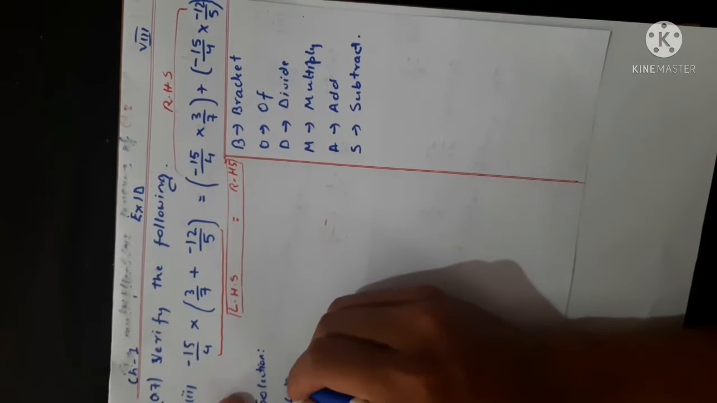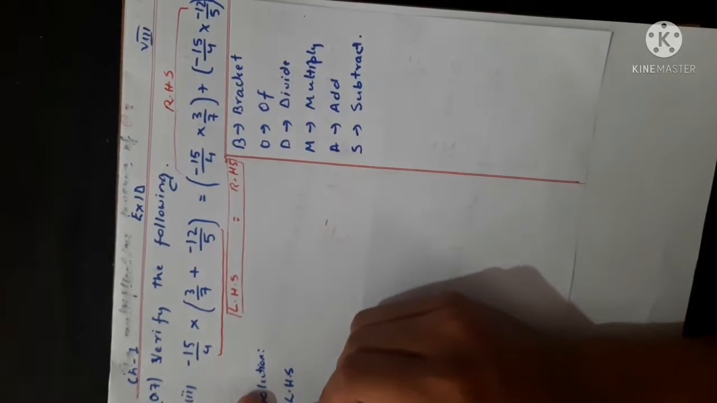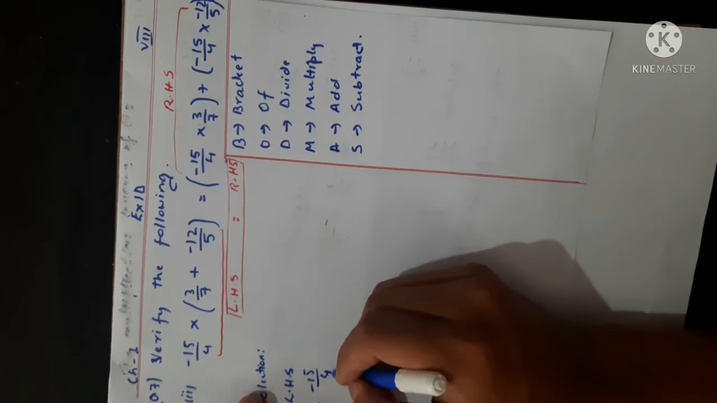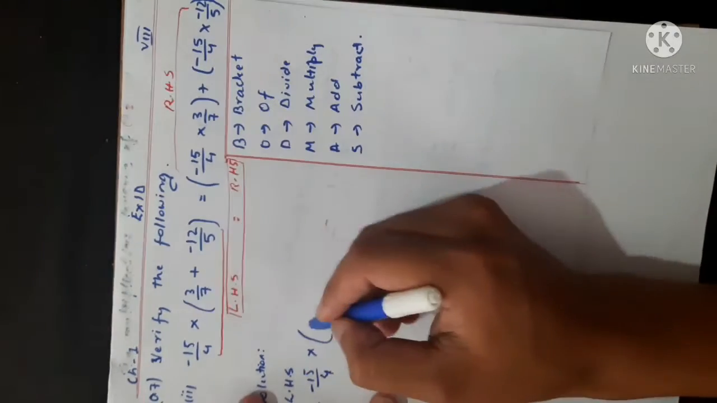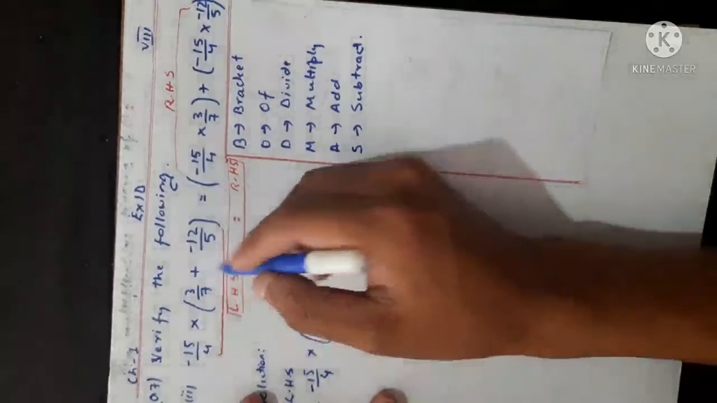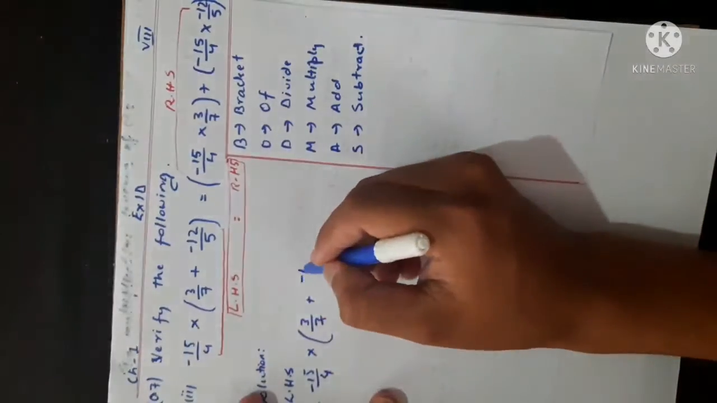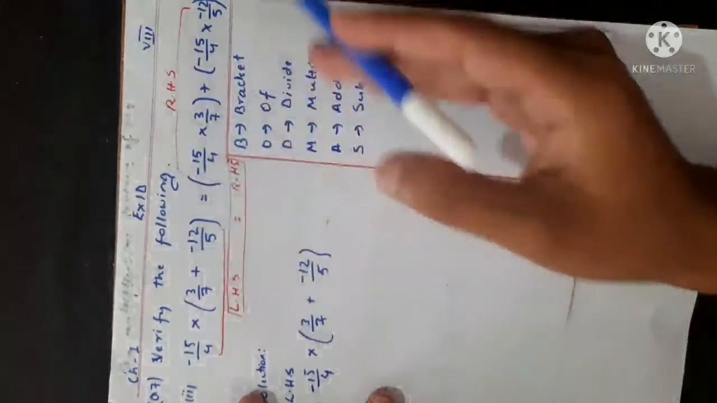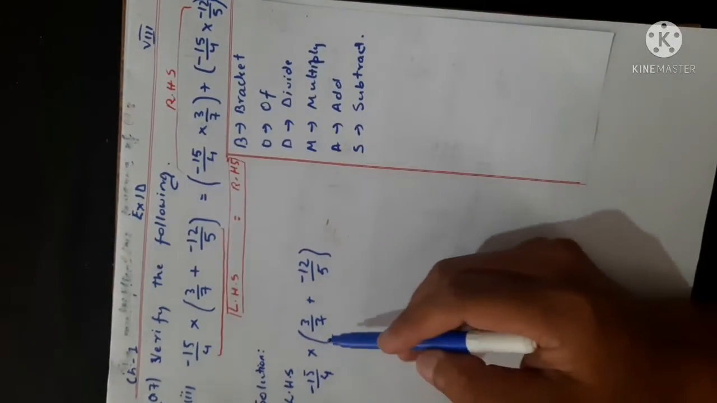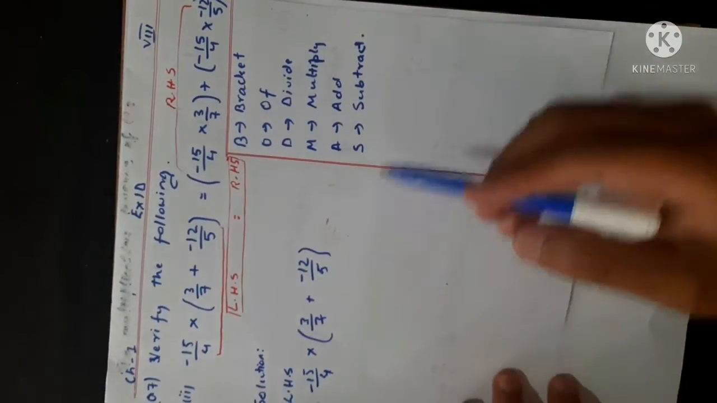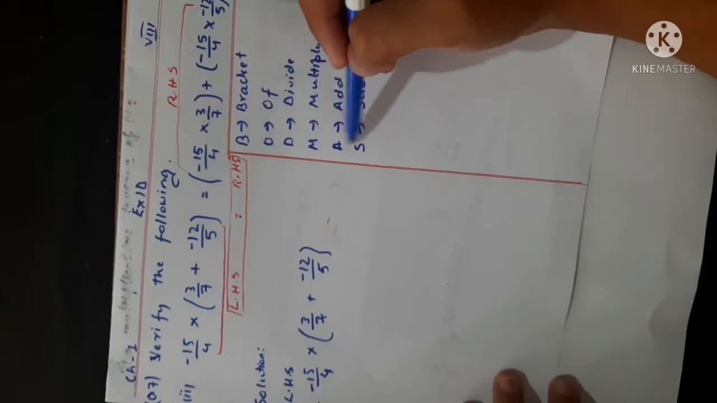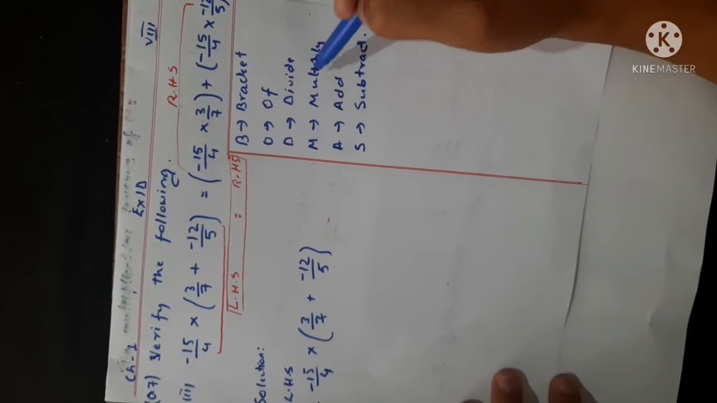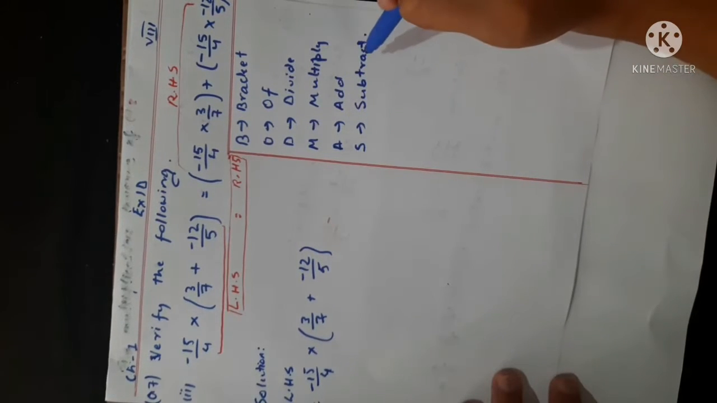left hand side equals minus 15 by 4 multiply 3 by 7 plus minus 12 by 5. So always remember this BODMAS. The B stands for bracket, O stands for of, D stands for divide, M stands for multiply, A stands for add, and S stands for subtract.